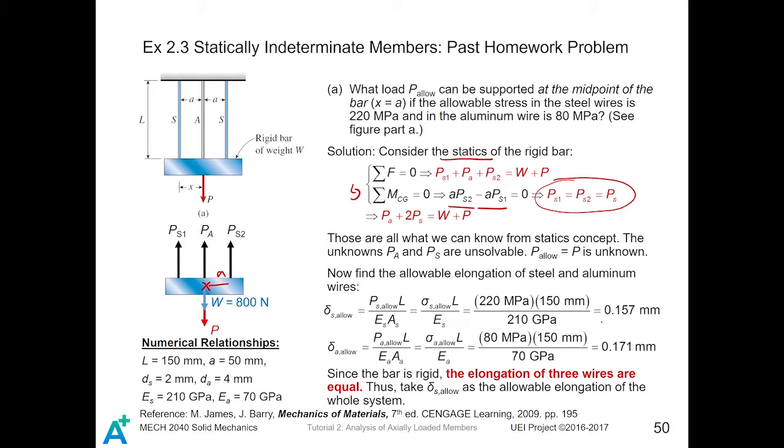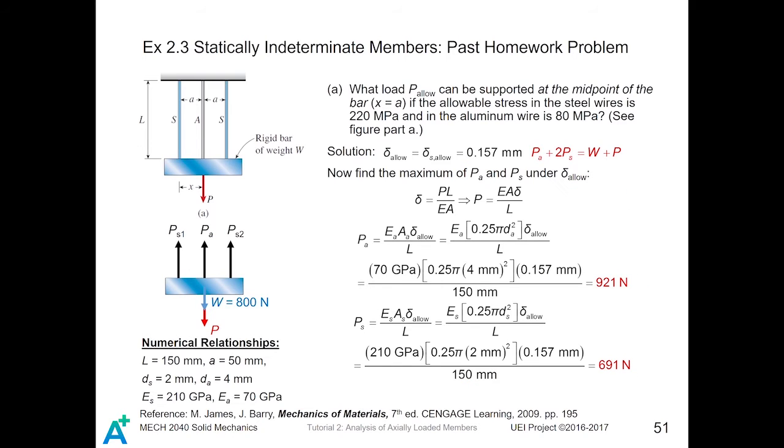Similarly, for the aluminum wire, we compute its allowable elongation. The result is 0.171 millimeters. However, as I just mentioned, I don't want any of them to go beyond the allowable elongation. Therefore, we will take the elongation of the 3 wires to be the smaller value, which is 0.157 millimeters. Let's find the maximum allowable load for each wire according to those 2 pieces of information we found in the previous slide.